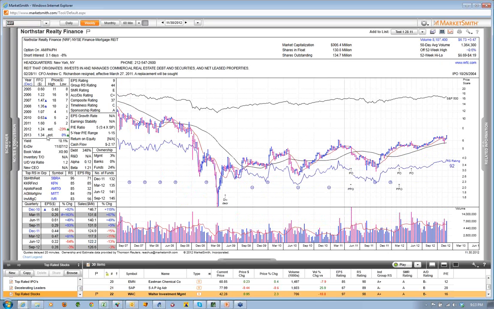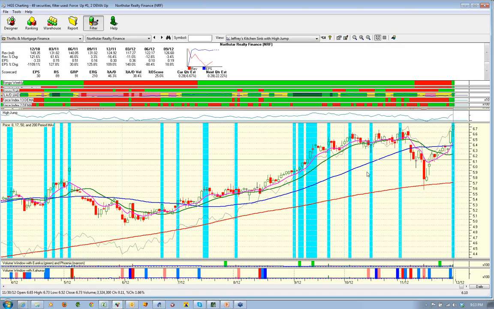And it makes money here. It doesn't make a lot of money, but for a stock that's trading at $6.73, $1 of earnings is a lot of money. Back to my charts.